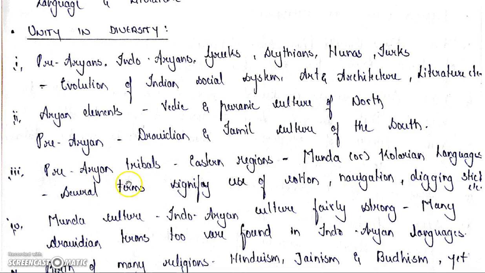Now we will see these pre-Aryan tribals, what they have done. These pre-Aryan tribals settled in the eastern regions, and they developed a language called Munda or the Kolarian languages, right? Several terms signify the use of cotton, navigation, digging, etc. This Munda or Kolarian language also comes from the Indian Aryan culture. See, we have this point here: the Munda culture and the Indo-Aryan culture. This Munda culture comes from the Indo-Aryan culture, and it is a fairly strong culture within the Indo-Aryan culture, right? And they signify the use of navigation, digging, cotton, etc.